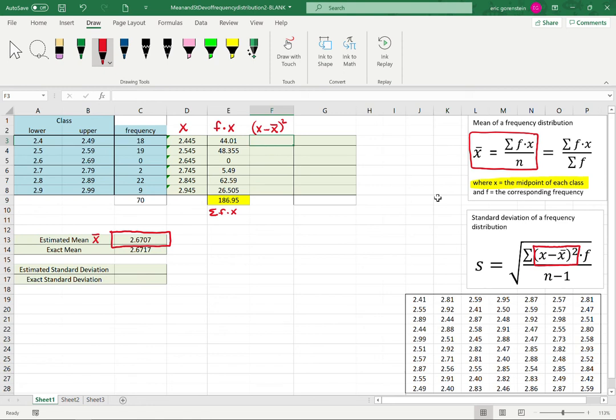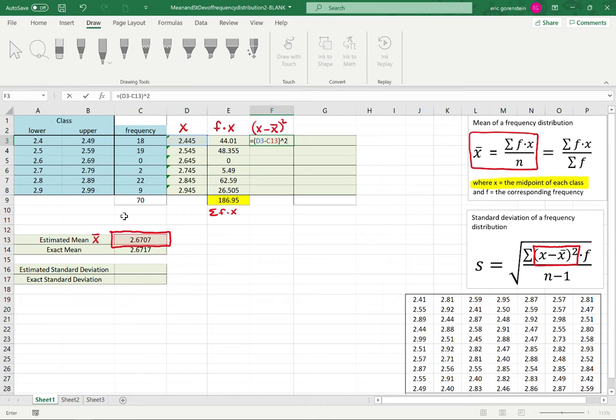I'm just going to type in exactly what I've written in red: equal, parenthesis, take the x value, which is right here in D3, minus the mean, which is C13, close those parentheses, and then square it.